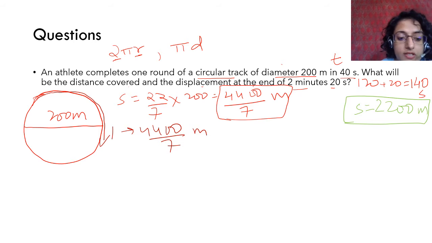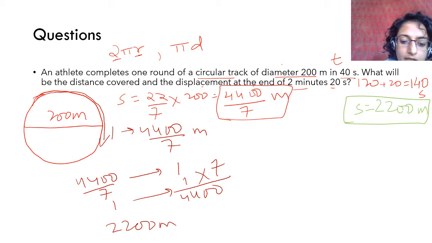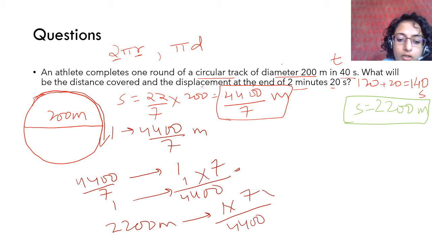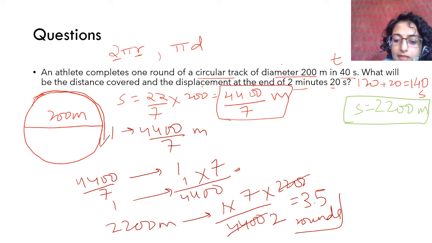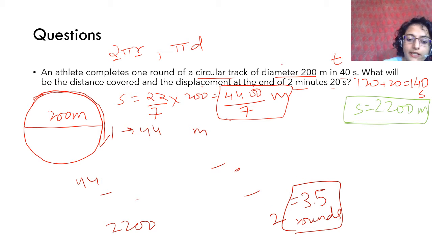We will also use unitary method again. 4400 upon 7 is one round. 1 will be 1 upon 4400, yahan 7, and then 2200 meter will be, this is the number of rounds. By the way, right hand side pe, 1 into 7 upon 4400 into 2200, this becomes 2, so 3.5 rounds are taken. Why is this important? We'll see. So now we know that 3.5 rounds have been taken of this in 40 seconds.